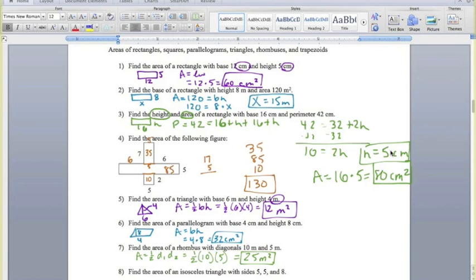Questions on any of these problems before I scroll? Because when I do, the writing's all going to go away. I can't get it back.